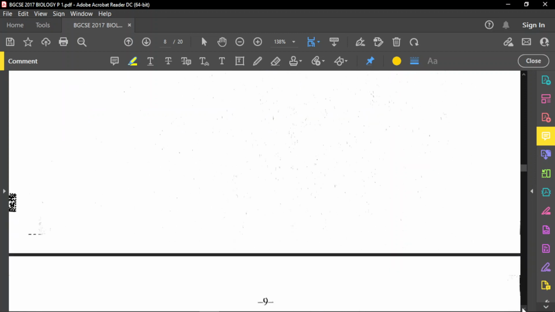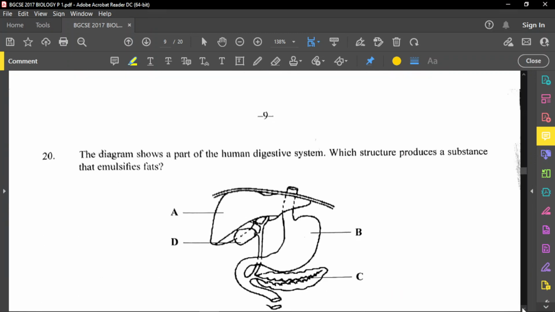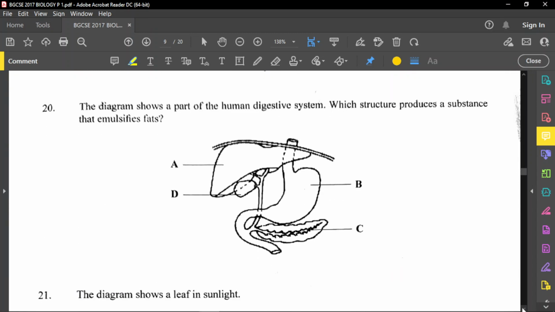All right. Now, question number 20. It said the diagram shows a part of the human digestive system, which structure produces a substance that emulsifies fat? And the substance that emulsifies fat is bile, and bile is produced by the liver. And so A is our answer. All right, D is showing us the gallbladder, and the gallbladder stores the bile. Okay, and B now is the stomach, and the stomach is where you find pepsin, digestion of proteins.